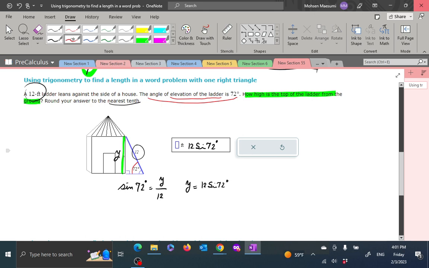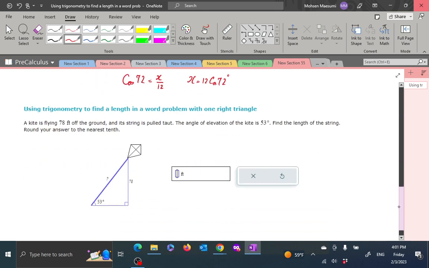What if somebody wanted something else like this? X, how far is the ladder from the house? And now I say cosine of 72 is x over 12, and x is 12 cosine of 72, and so on. And so we have all the information you want. Of course, finding this angle is trivial. If it's 72, that one has to be 18, so they add up to 90.